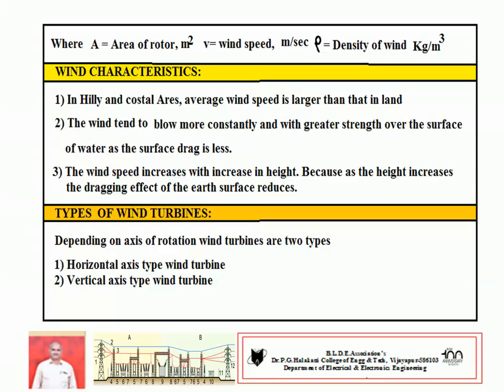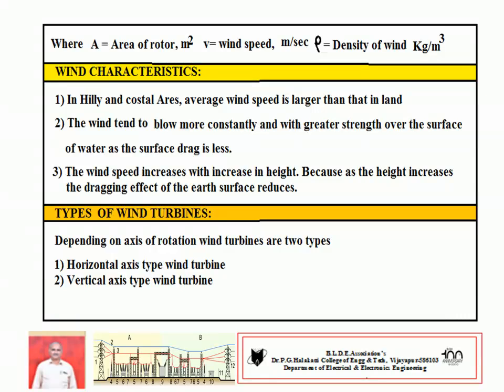Again, this area of the rotor directly depends upon the length of the rotor blade, because A equals pi d square by 4, where d is the diameter of the blade. As the length of the diameter increases, the area of the rotor increases. V is the wind speed in meters per second, and rho is the density of air in kg per meter cube. All factors are directly proportional to wind power.